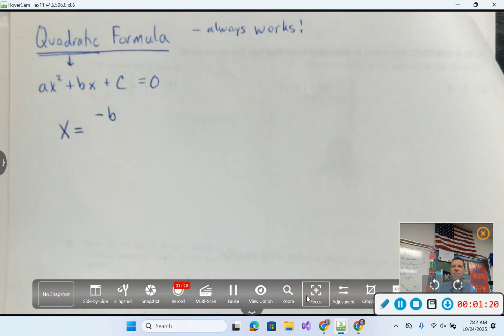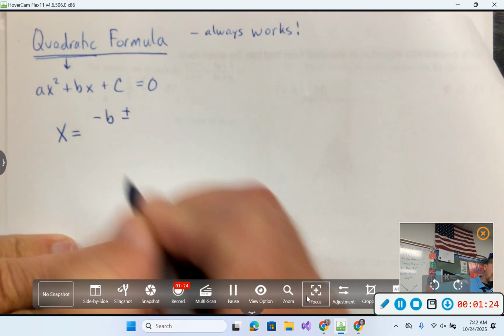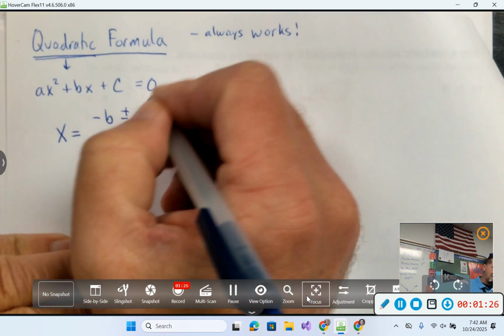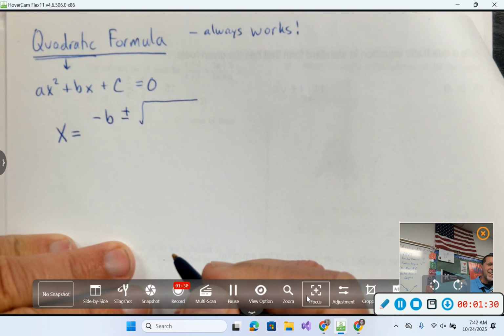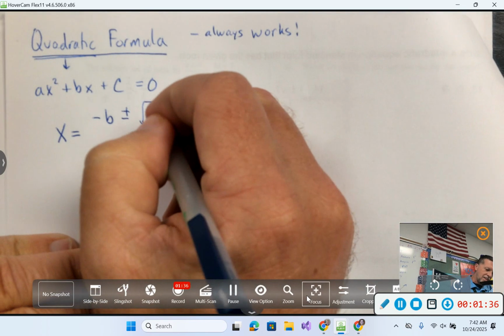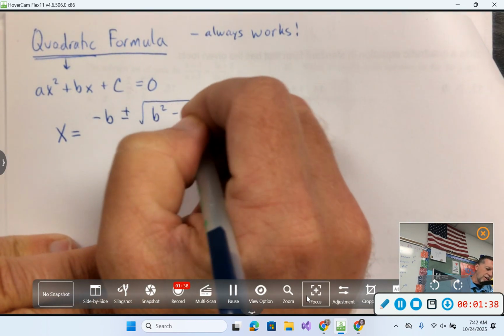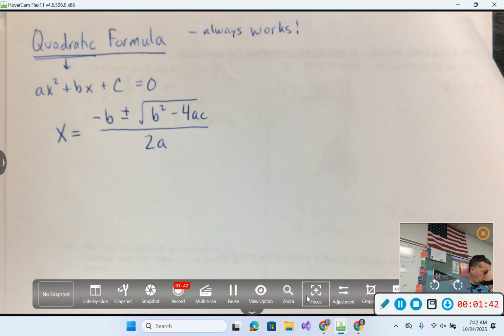Negative b plus or minus the square root of b squared minus 4ac, all over 2a. Make sure it's all over 2a.